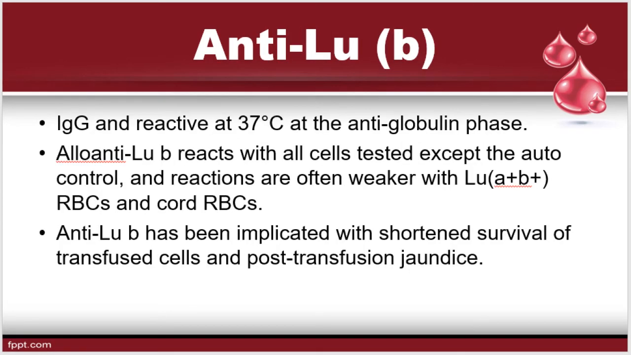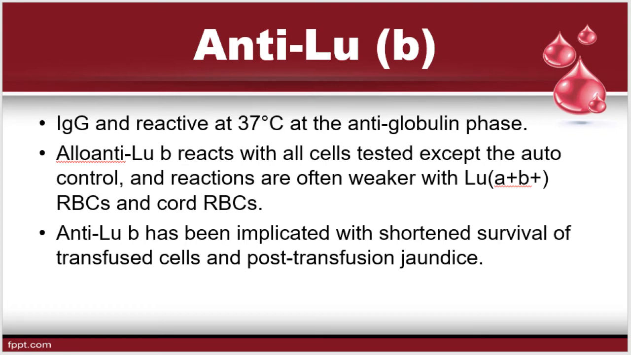Next is anti-LUB. It is IgG and reactive at 37 degrees at the antiglobulin phase. Most examples of the antibody are made in response to pregnancy or transfusion. Allo anti-LUB reacts with all cells that are tested except the O2 control, and the reactions are often weaker with LUA positive, B positive RBCs and cord RBCs.